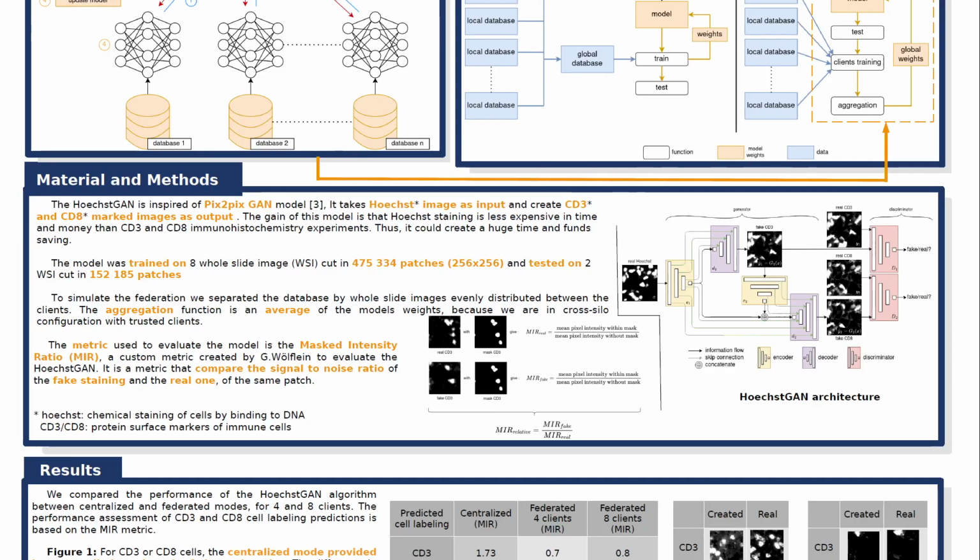The idea is to make virtual staining images because the CD3 and CD8 stains are quite expensive and take a long time to make. So if we can create a CD3 and CD8 stain from the Hoechst images, it could be quite useful.